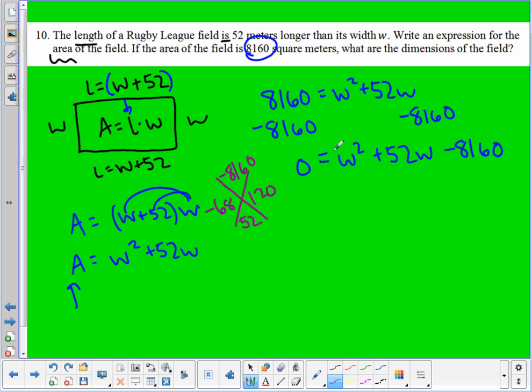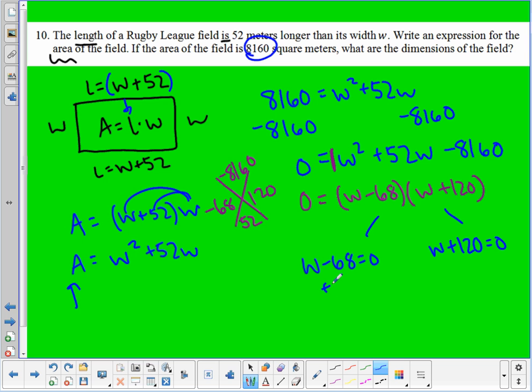But lucky for us, this leading coefficient is 1. So I don't actually have to split the middle and figure it out. I can just make those my factors. W minus 68 and W plus 120, which makes my life a lot easier. And then I split them to solve. So W minus 68 equals 0, W plus 120 equals 0. Add the 68, I have W equals 68. Then subtract the 120, I have W equals negative 120.